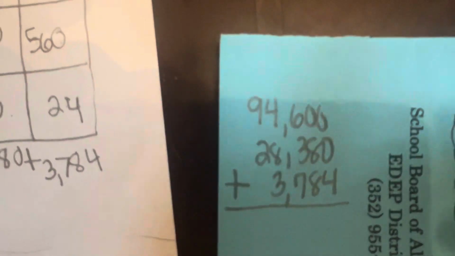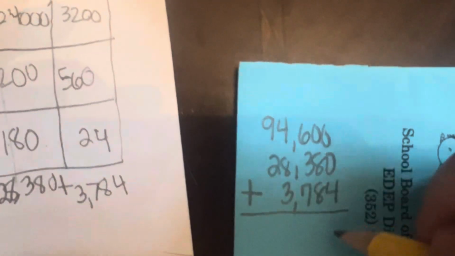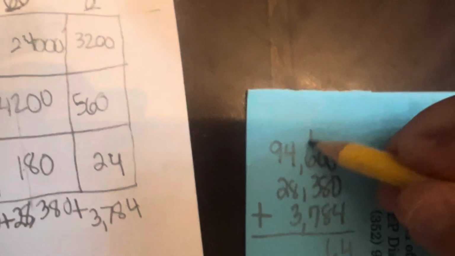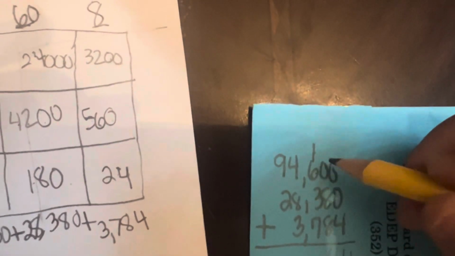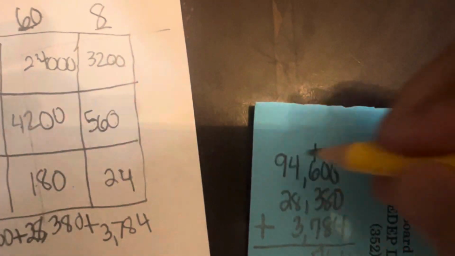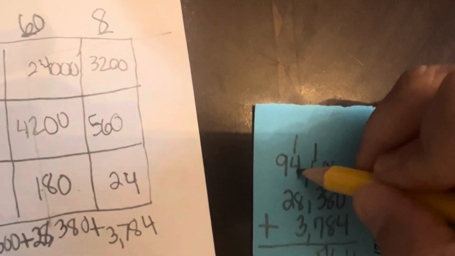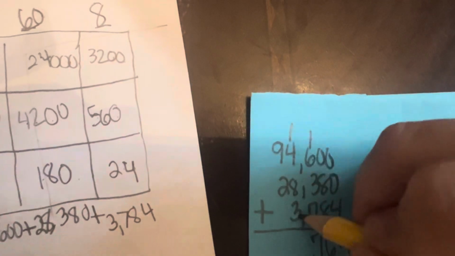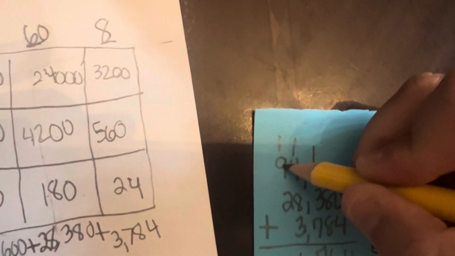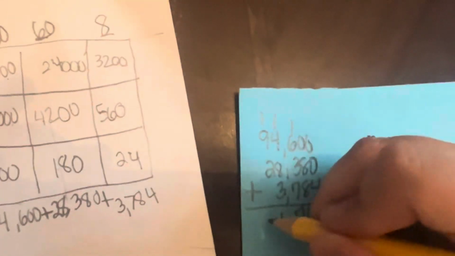Okay? So now I gotta add these guys. 0, 0, 4 is 4. 0, 8, and 8, that's 16. I carry 1. 1 and 6 is 7. 7 and 3 is 10. 10 and 7 is 17. Carry 1. 1 and 4 is 5. 5 and 8 is 13. 13 and 3 is 16. Carry 1. 1 and 9 is 10. 10 and 2 is 12.